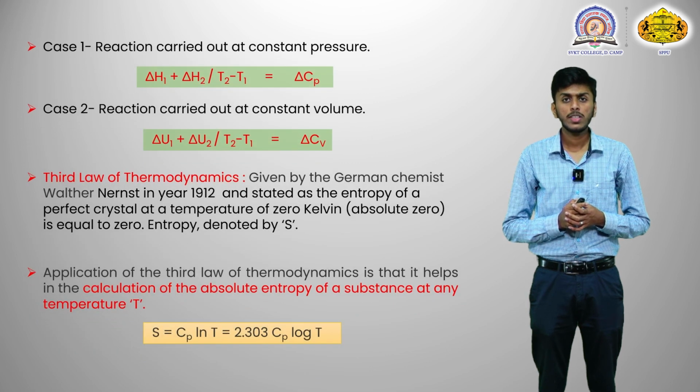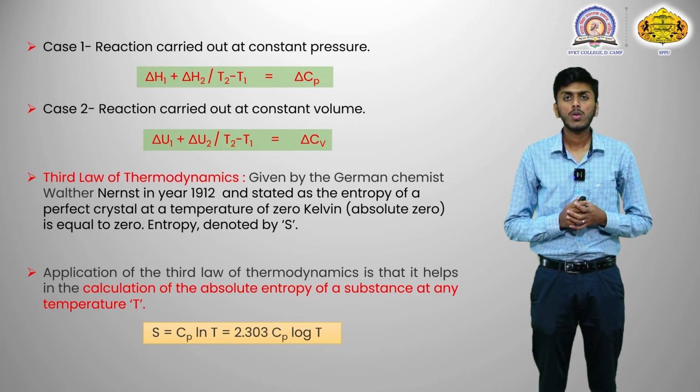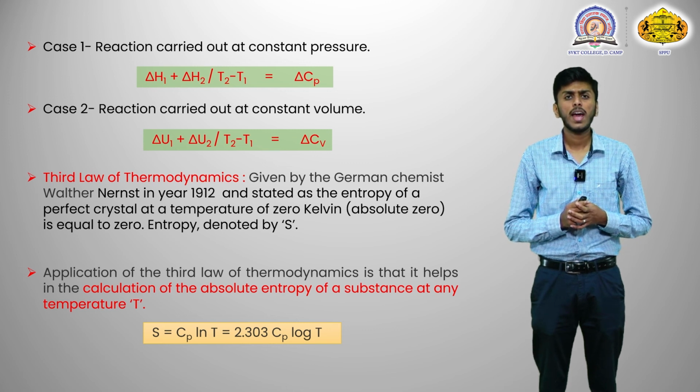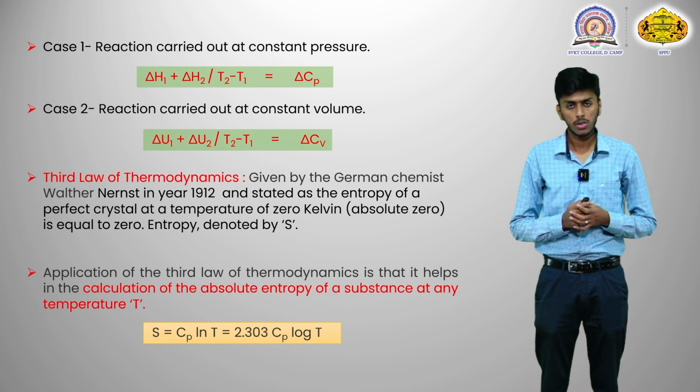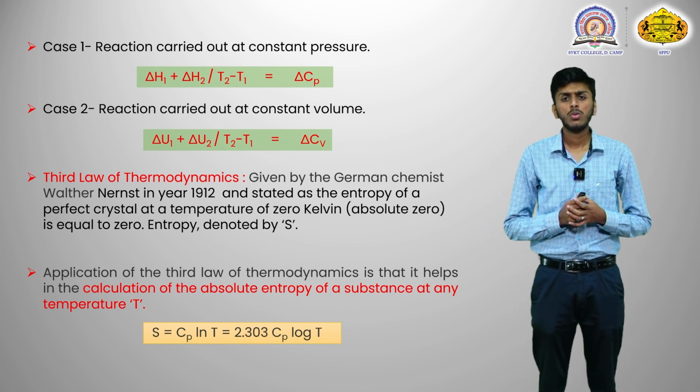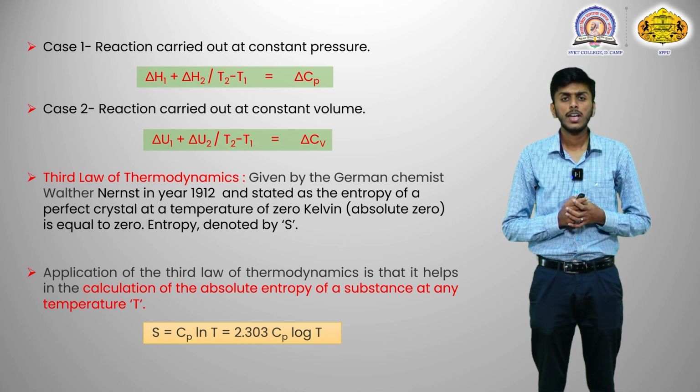In Kirchhoff's equation, we studied two cases. In the first case, the reaction is carried out at constant pressure and we get the final equation as (delta H2 minus delta H1) divided by (T2 minus T1) equals delta Cp. In case 2, when the reaction is carried out at constant volume, we get the equation (delta U2 minus delta U1) divided by (T2 minus T1) equals delta Cp.